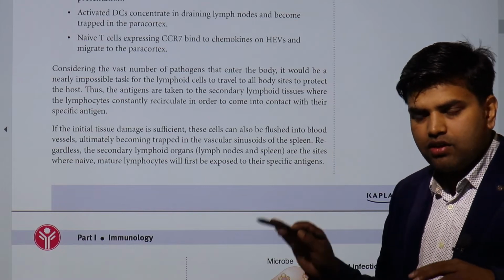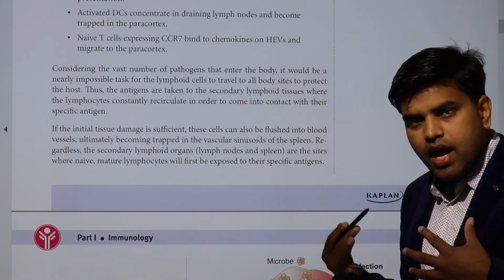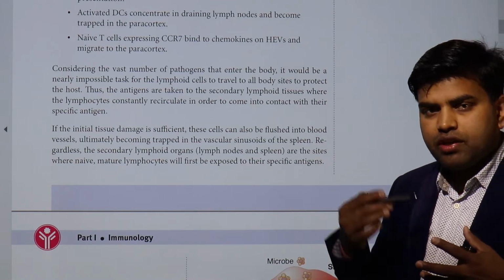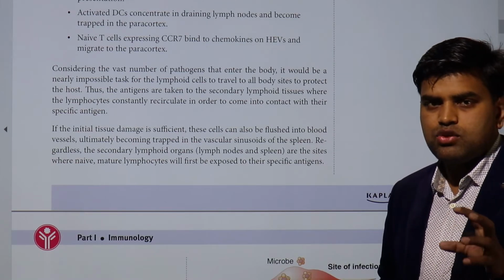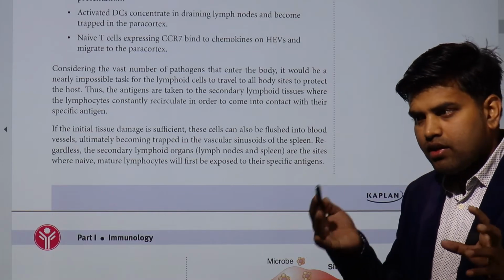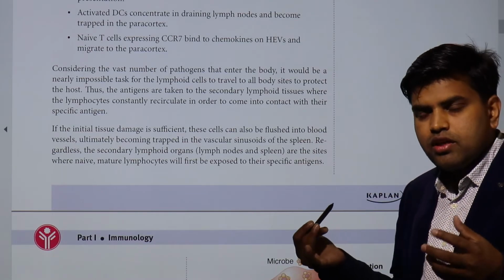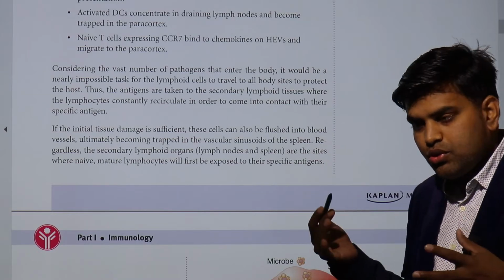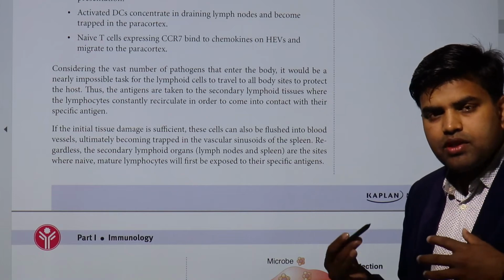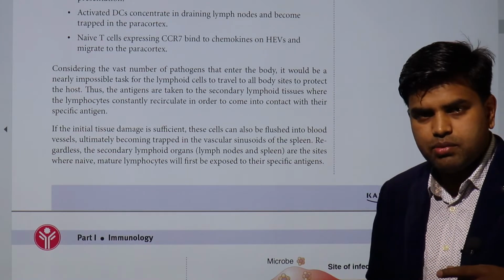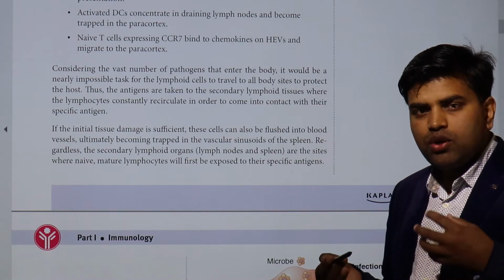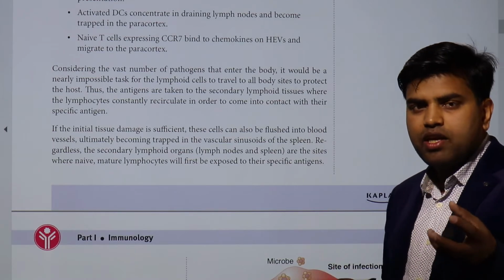One is the lymph node, and the other is the spleen. If the infection is in the tissue, it goes to the lymph node. If the infection is in your blood, then it will be carried to the spleen, where the T cell is present. For tissue, the T cell is present in the lymph node. For blood, the T cell is present in the spleen.